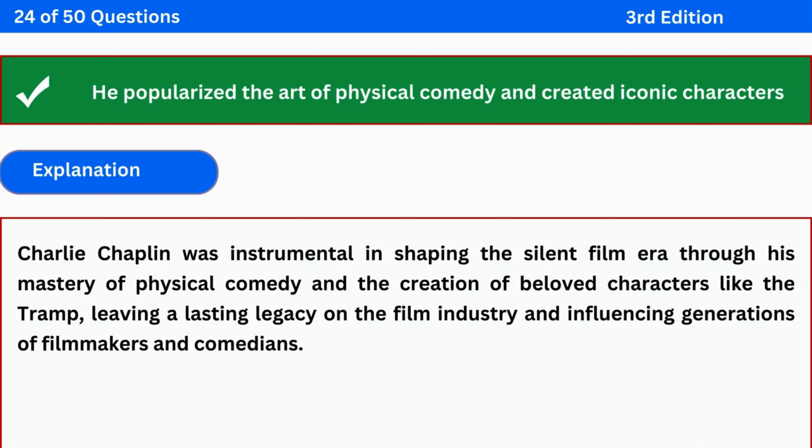The correct answer is he popularized the art of physical comedy and created iconic characters. Explanation: Charlie Chaplin was instrumental in shaping the silent film era through his mastery of physical comedy and the creation of beloved characters like the Tramp, leaving a lasting legacy on the film industry and influencing generations of filmmakers and comedians.